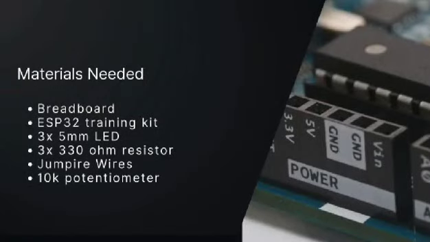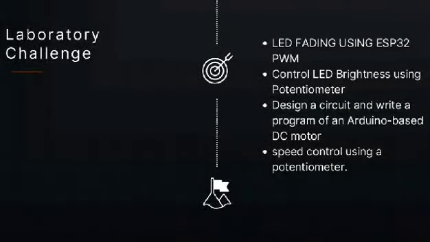Materials needed. Breadboard. ESP32 training kit. 3x 5mm LED. 3x 330 ohm resistor. Jumper wires. 10K potentiometer. Laboratory challenge. LED fading using ESP32 PWM.